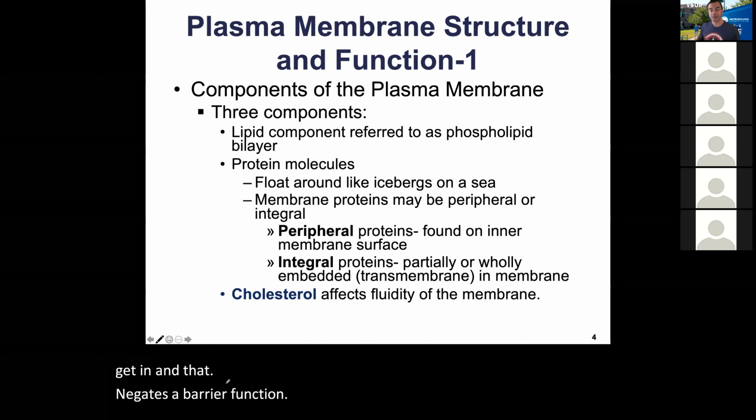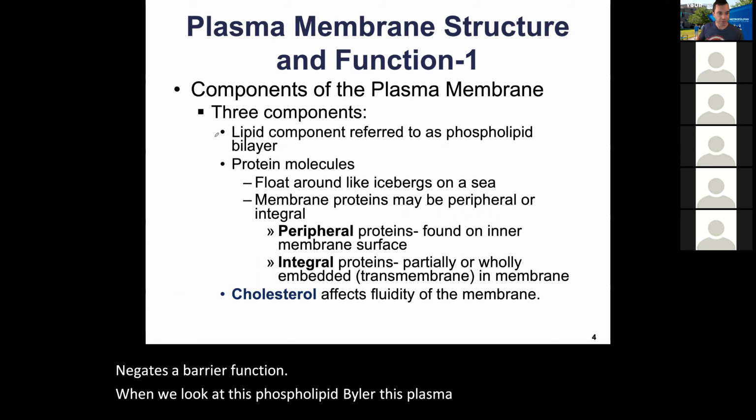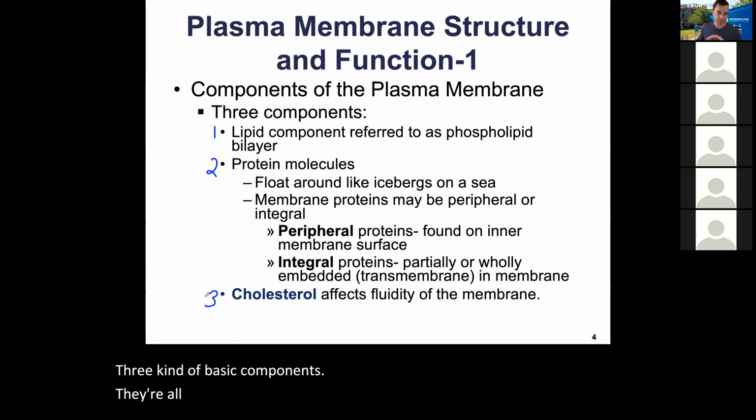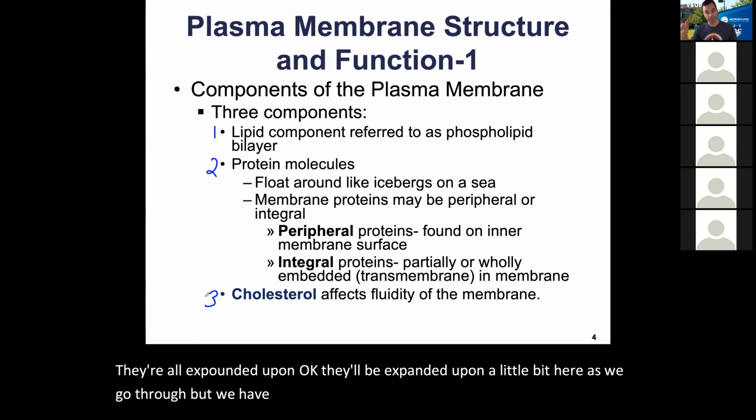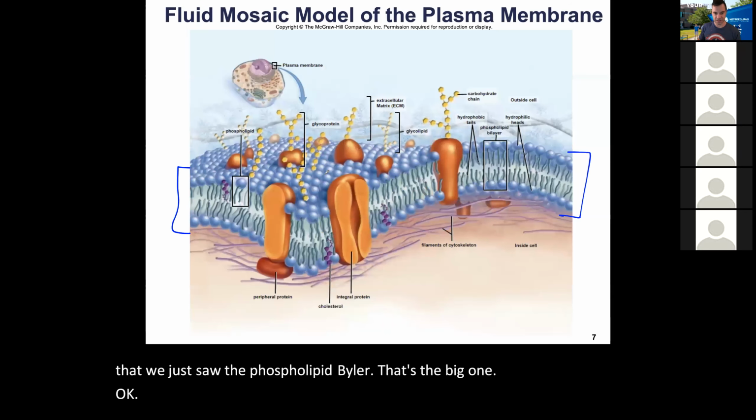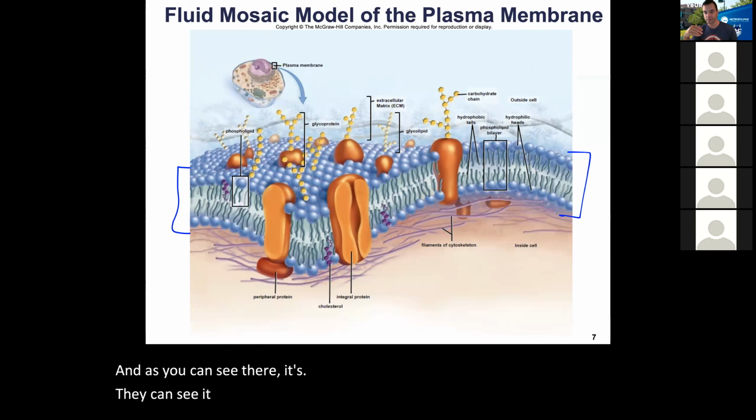When we look at this phospholipid bilayer, this plasma membrane, you will notice three basic components, and they'll be expounded upon a little bit as we go through. We have three major components. Again, the lipid component that we just saw, the phospholipid bilayer, that's the big one. You can see it undulates and moves, so it's pretty dynamic.